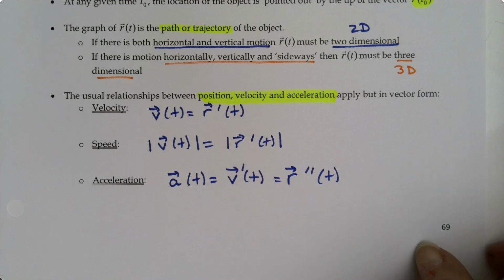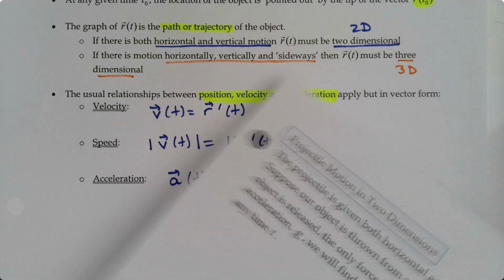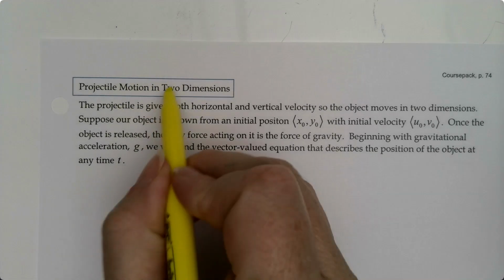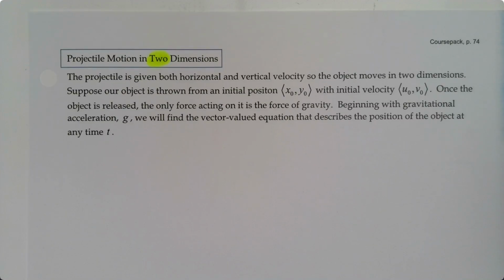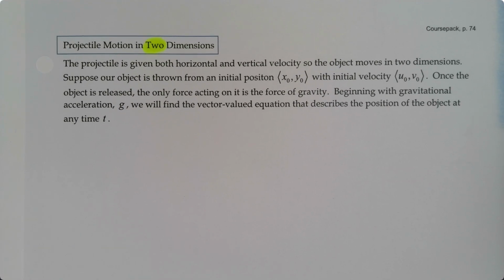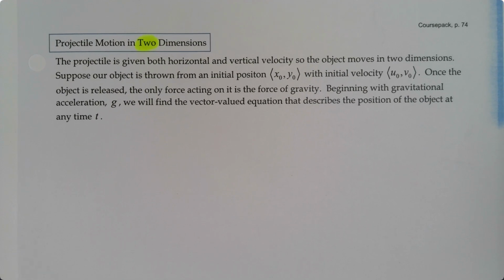All right, so let's derive our basic formulas for projectile motion in 2 dimensions. So we're only going to think about this in 2 dimensions for now, because of course 2 dimensions is easier to think about. So we have a projectile given both horizontal and vertical velocity. The object moves in 2 dimensions. Suppose our object is thrown from an initial position.